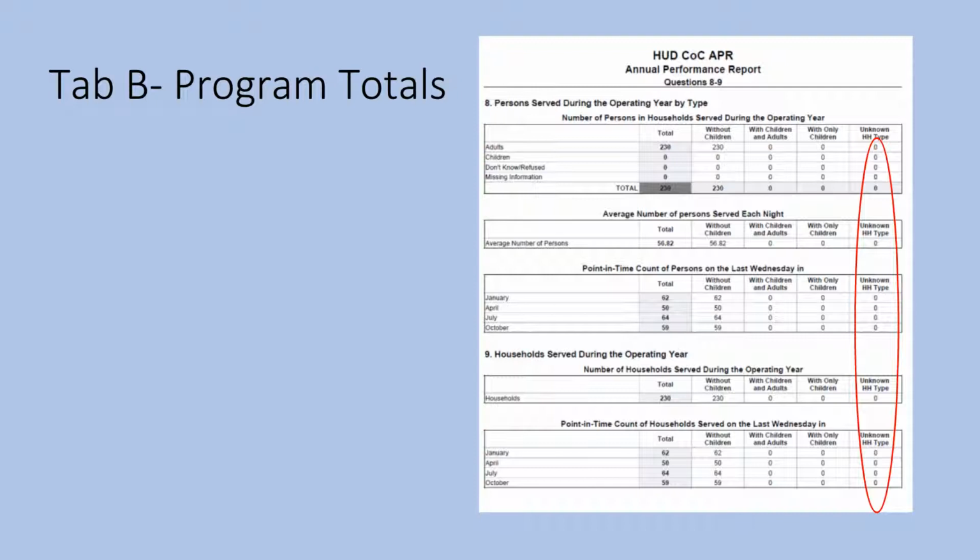Tab B shows program totals. These are adults, children and households served, and the months they were served, at a glance. On the right is a column showing unknown household type. These should always be zeros. If you see a number here, this data can be fixed on the Households tab, in Service Point.